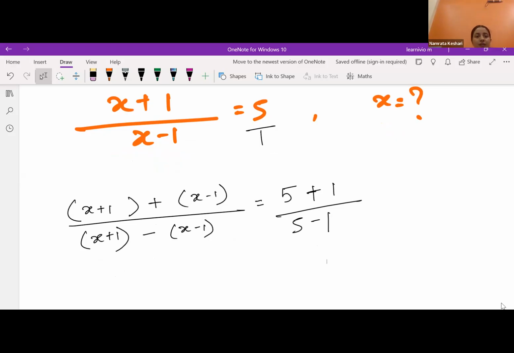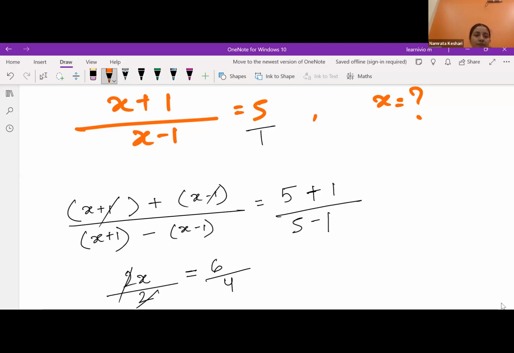Yes, ma'am. Numerator will be x plus x, 2x, and minus 1 plus 1 gone, minus 1 plus 1 gone. If you open the bracket, you will realize. And the denominator x plus 1 minus x plus 1. So can you see x, x gone? And what are we having? We are having plus 1, that is just 2. Yes or no? Yes. Okay, 5 plus 1 is 6, 5 minus 1 is 4, 2 2 gone. And how beautifully we got the x value. Can you see that?